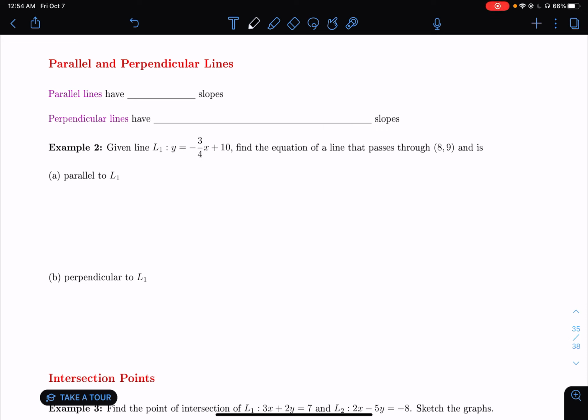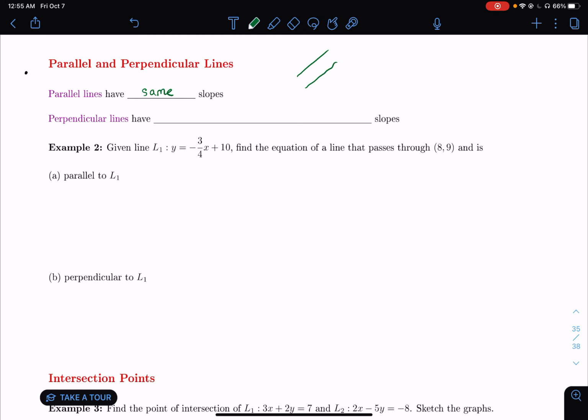In this video, we're continuing section 2.2 on equations of lines, and we're talking about parallel and perpendicular lines. Okay, so parallel lines, what's true about their slopes? If I have two lines that are parallel, they have the same slope.